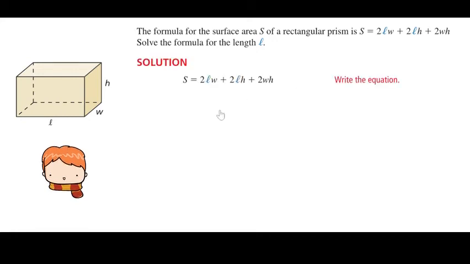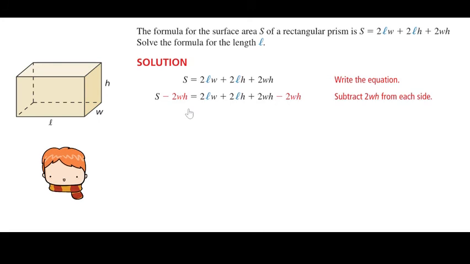So let's go ahead and start with the equation. S equals 2 times L times W plus 2 times L times the height plus 2 times W times H. Notice here that since we're trying to isolate L, we're going to figure out how to make it so that there's only one L. First of all, you're going to subtract 2WH from both sides of the equation. Then we're going to simplify. Now we can concentrate on the L.